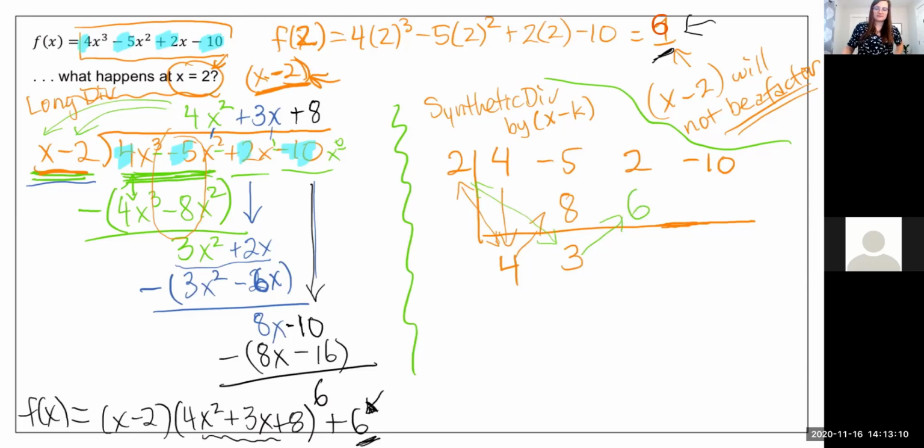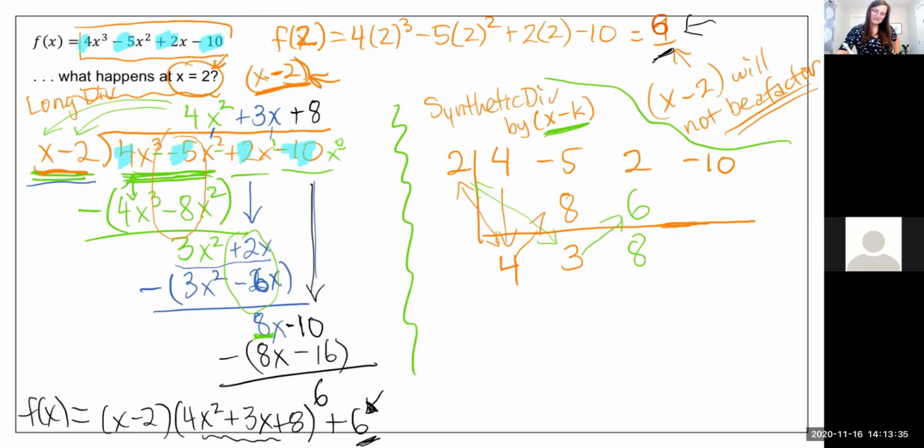And you're going 2 plus 6. Notice you get the same thing that you did here. So it's kind of a reduction of the entire process that we were doing with the long division. And again, the limitation is it only works for linear factors like that. It does not work for division by any other higher degree polynomials. And that's why they teach both in the course.